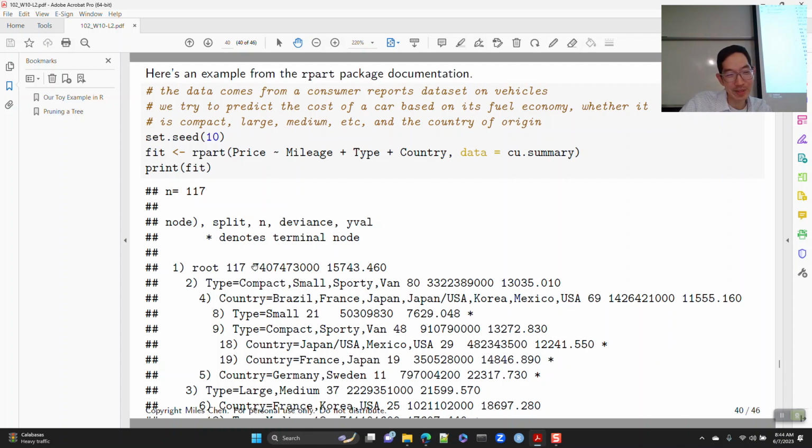We'll say, make the split. If it's either a compact, small, sporty car or a van, you predict 13,000. And if it's a large or medium car, you predict 21,599, right? So this must be like decades ago, because you're never going to find a car for this price new.